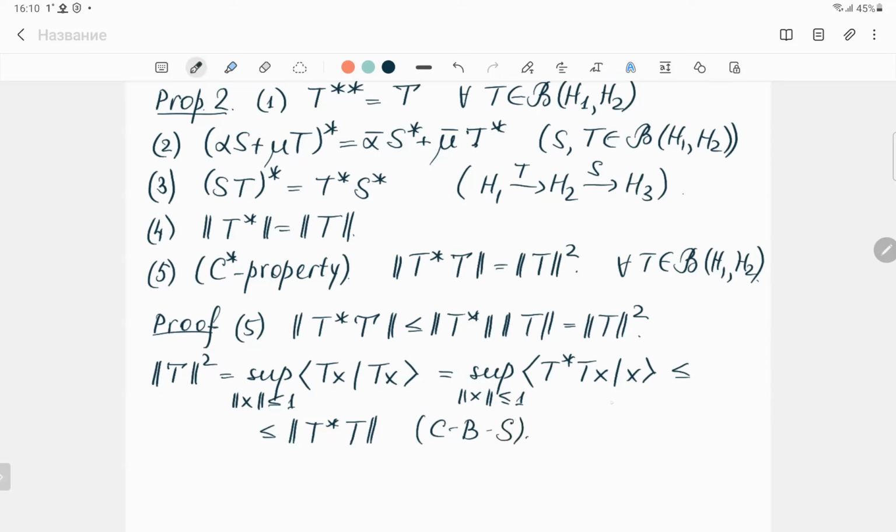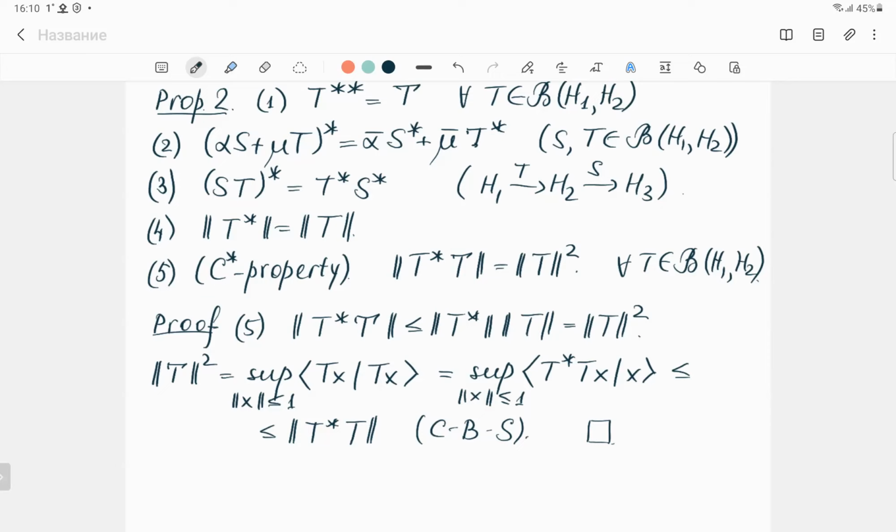And this completes the proof of the C star property. By the way, this proposition leads to many interesting generalizations. First of all, it leads to the purely algebraic notion of a star algebra.